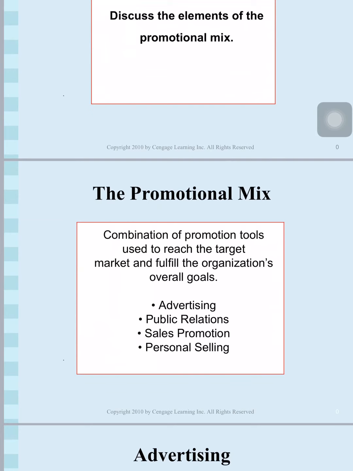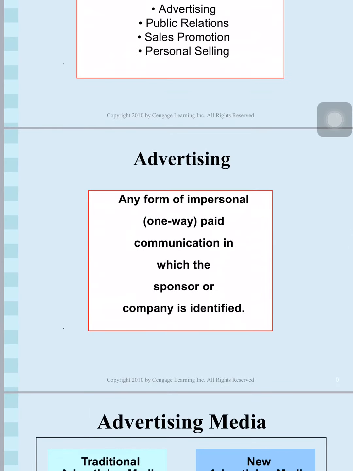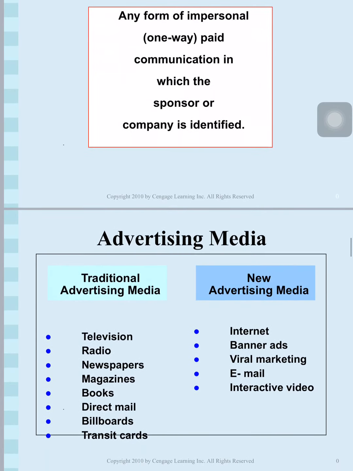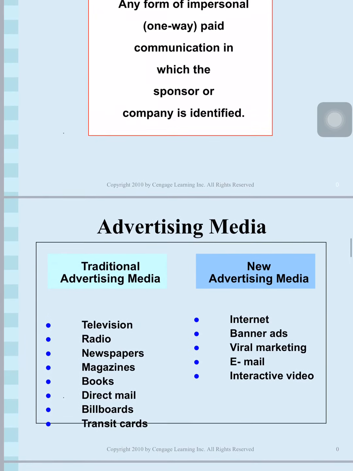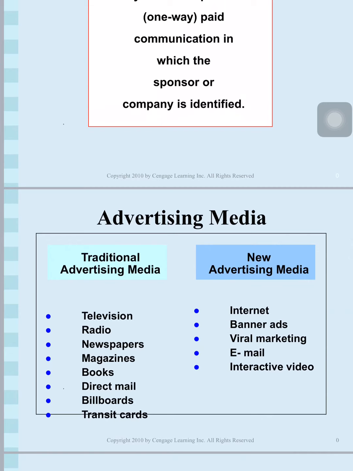Okay, so we go straight to the first element, which is advertising. Advertising is any form of impersonal, one-way paid communication in which the sponsor or company is identified. Advertising media is what we normally see on the market, in the media, which is television, radio, newspaper, magazine. These we call advertising media.